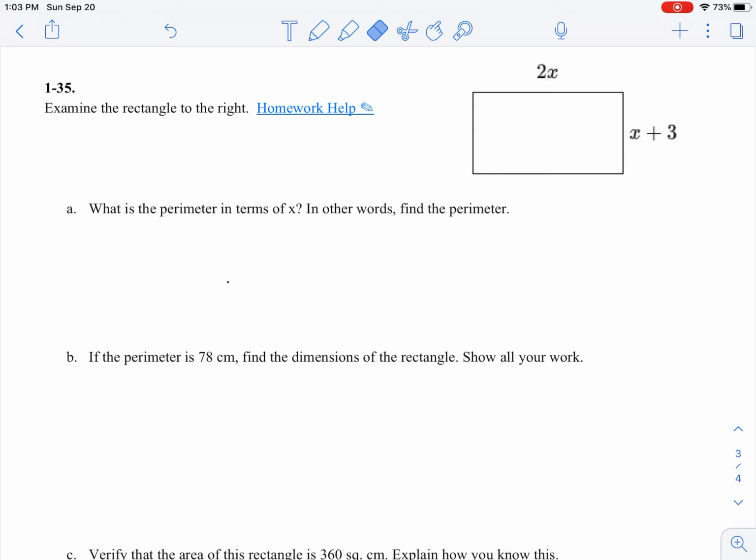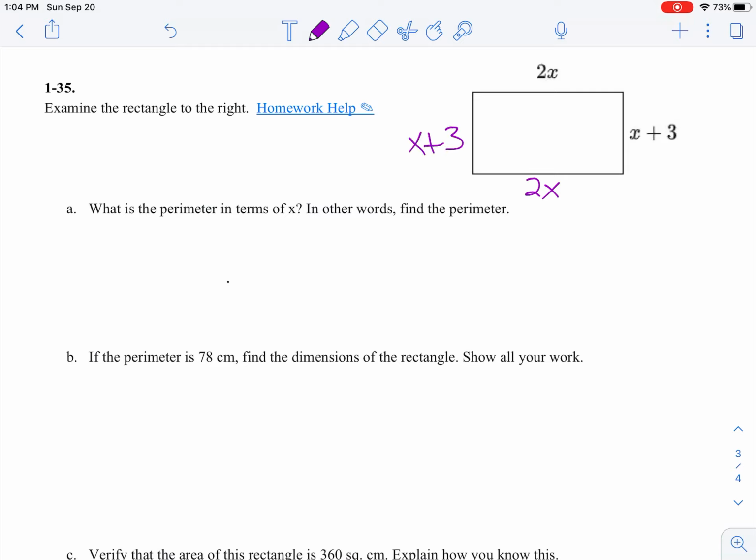For homework problem number 35, part A is asking, what is the perimeter in terms of x? When it asks you for an answer in terms of x, that means at this point you can't really figure out what the value of the perimeter is, and you're just going to write an expression with x in it. So I like to write inside of my rectangle or my diagrams to show everything that I know.